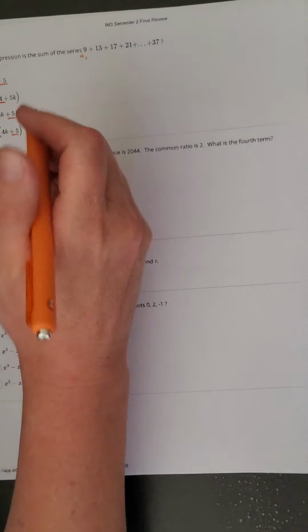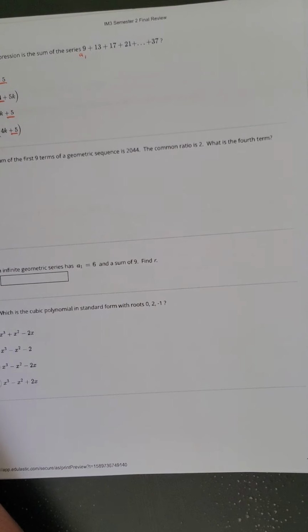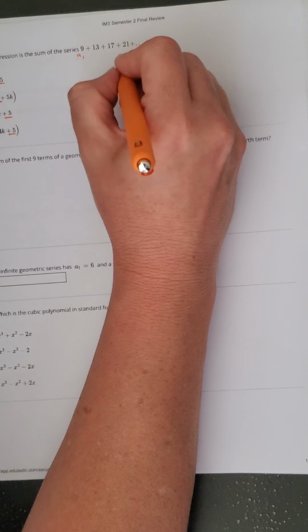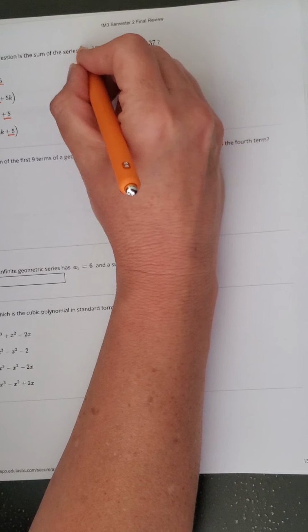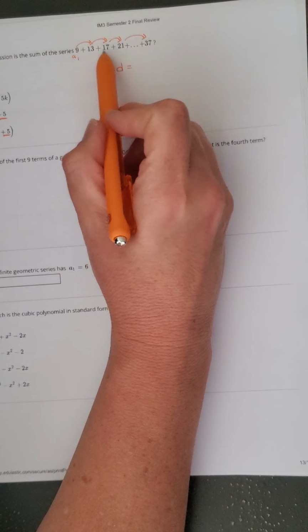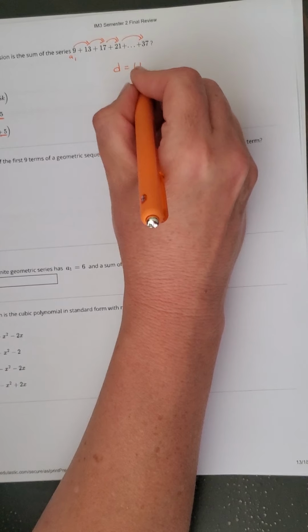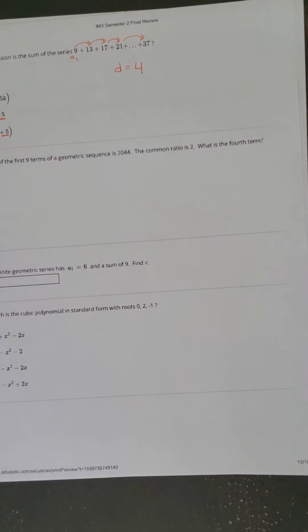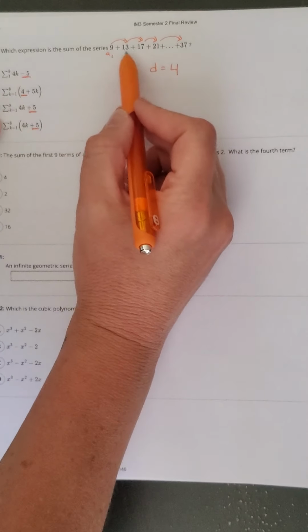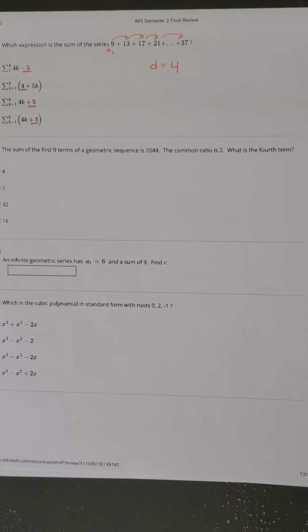And you need to know the difference between having parentheses and not having parentheses. Before I can find A0, I need to find D. D is the difference from here to here, or here to here. I can see they're adding the same amount every time. They're adding 4, so D is 4. I can tell that it's arithmetic. It's going up by the same amount each time. So my common difference is 4.